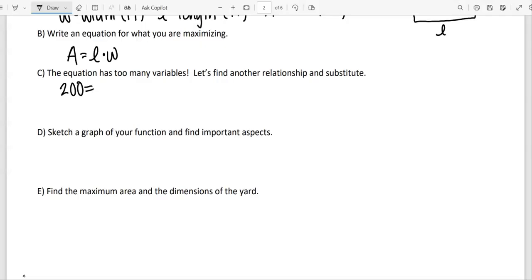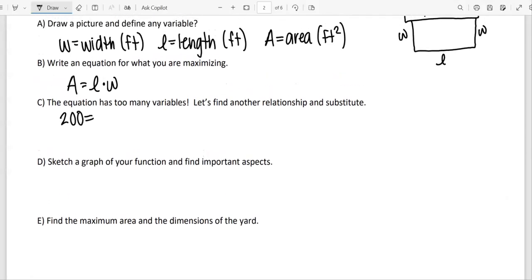What am I using my fencing for? For the dog, yep. Tell me in my diagram, where's my fencing gonna go? W, L, and W. Add those together, what do you get? 2W plus L. Okay?